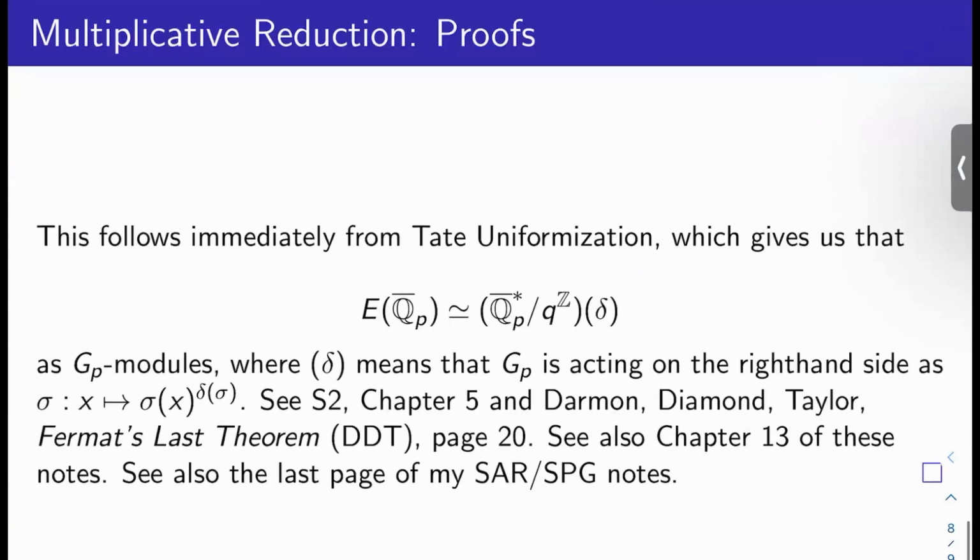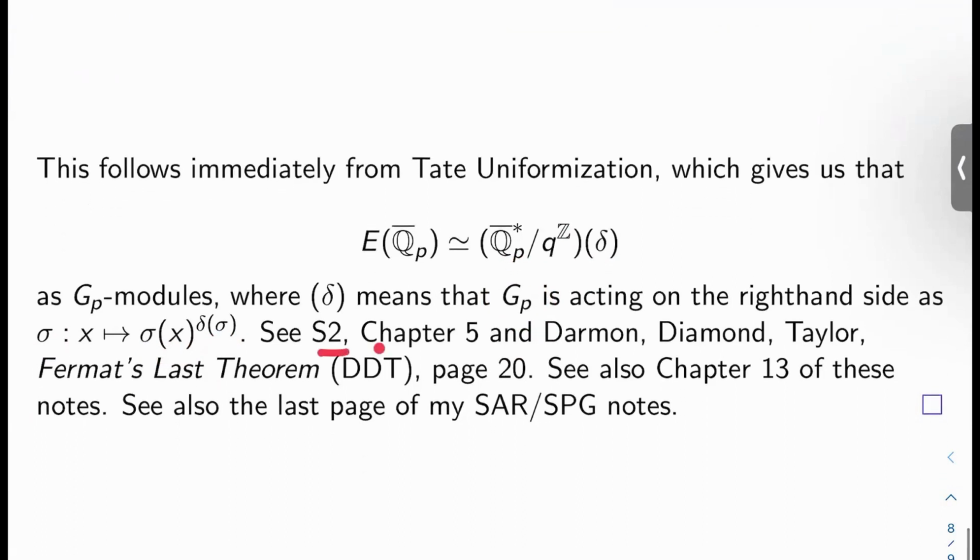Okay, how about proofs? All of this basically follows from Tate uniformization, because Tate uniformization gives me that the QP bar points of E are isomorphic to QP bar star mod Q to the Z, with delta in parentheses, as GP modules. And what does this parentheses delta mean? It means that GP is acting on the right-hand side here as sigma sends X to sigma of X to the delta of sigma. Okay, so you can see Silverman 2, chapter 5, for example.